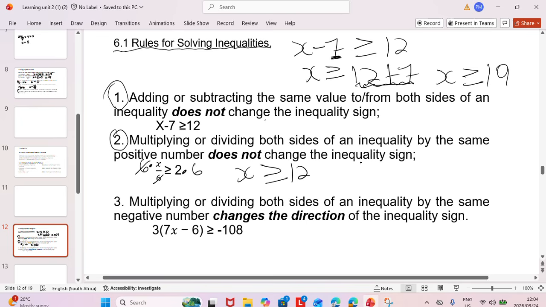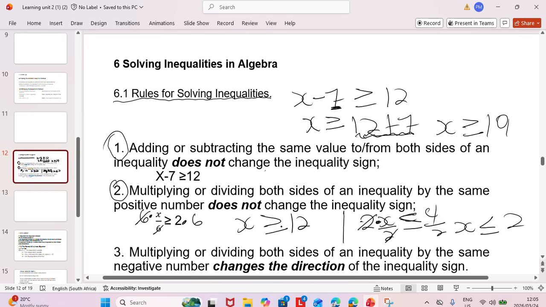Even if, guys, you have positive 2x equals 4, notice x is multiplied by 2. You need to divide x by 2. Divide by 2, so that 2 can cancel 2. Let's say it was less than or equal to here. So x will still be less than or equal to 2. So when you're multiplying or dividing both sides by a positive number, the inequality sign does not change.